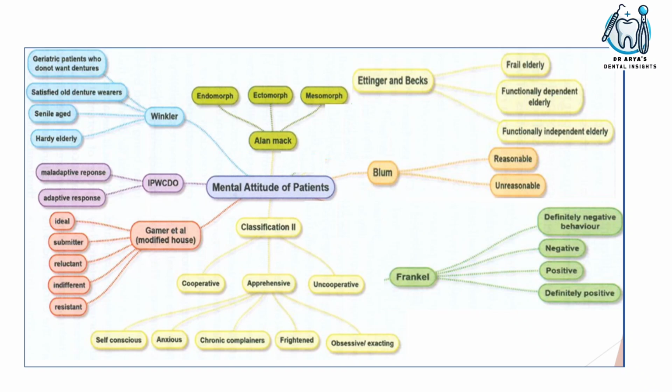Gammer et al. It is a modified House classification into 5. They are ideal, submitter, reluctant, indifferent, and resistant. And Ettinger and Beck's: frail elderly, functionally dependent elderly, and functionally independent elderly. And Blum: reasonable and unreasonable. Then the classification 2 is cooperative, apprehensive, and uncooperative. That is, the apprehensive is also classified into self-conscious, anxious, chronic complainers, frightened, and obsessive or exciting. And finally, Frankel into 4. They are definitely positive, positive, negative, and definitely negative behavior.